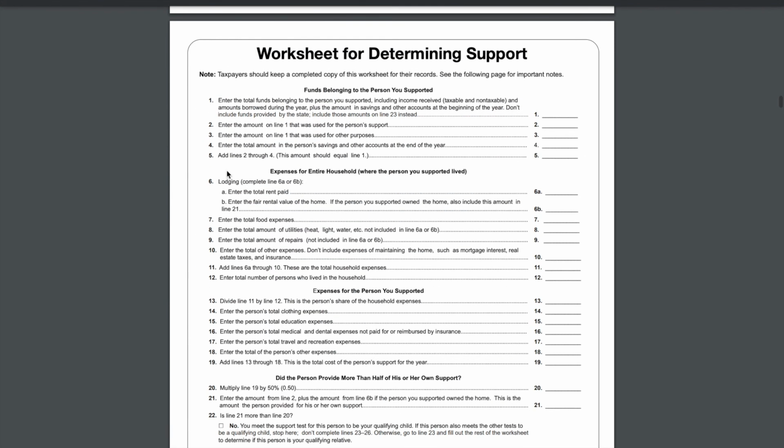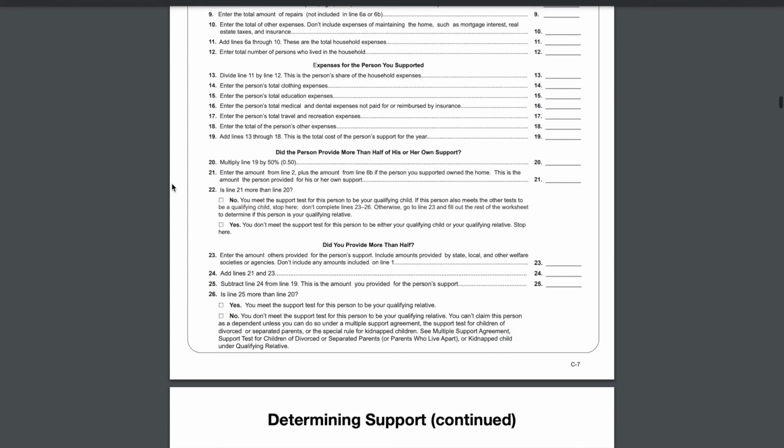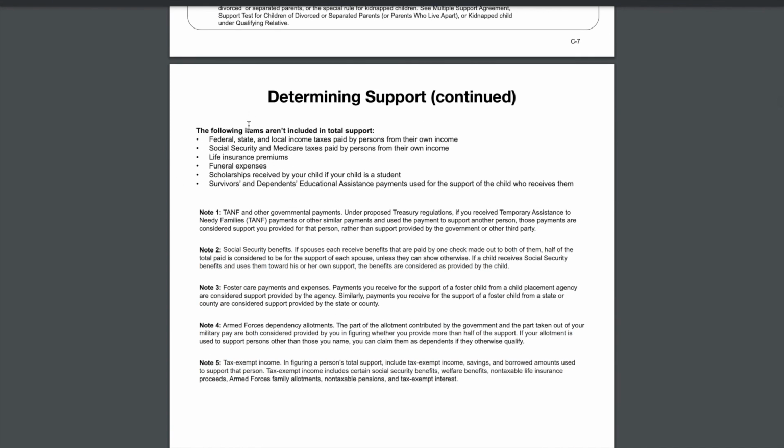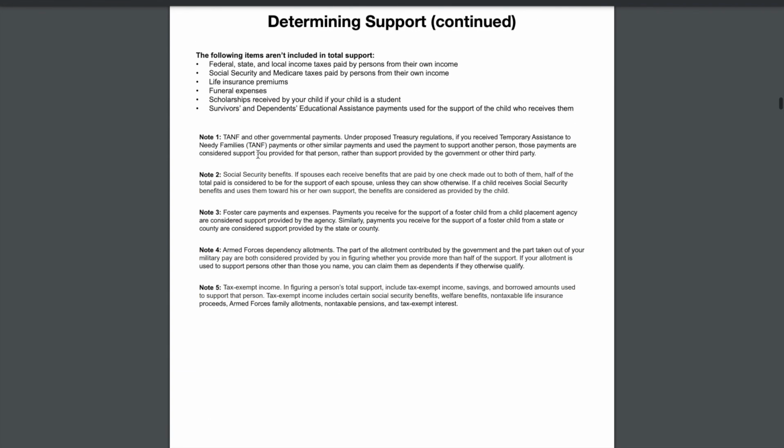So here's a worksheet for determining support. And again, I think the most helpful thing here is that it gives you some examples of what can be considered when determining whether or not an expense counts for support. So here it gives you some examples too of items that aren't included in total support. Those are important to keep cognizant of as well. Yeah, and so that gives us our first 3 tabs in the Publication 4012.